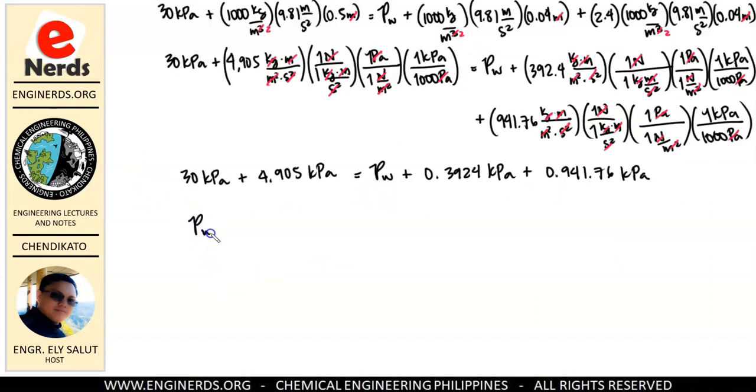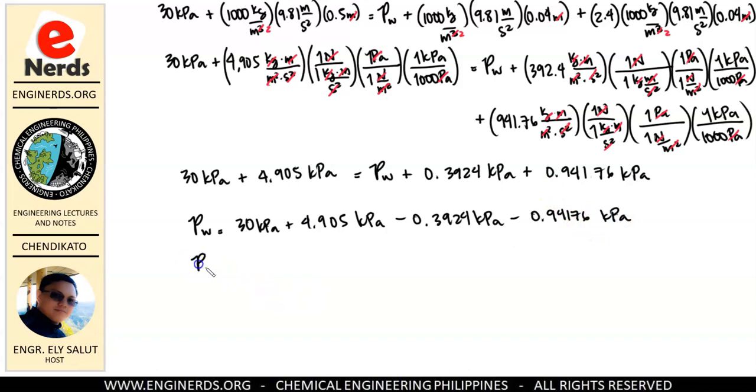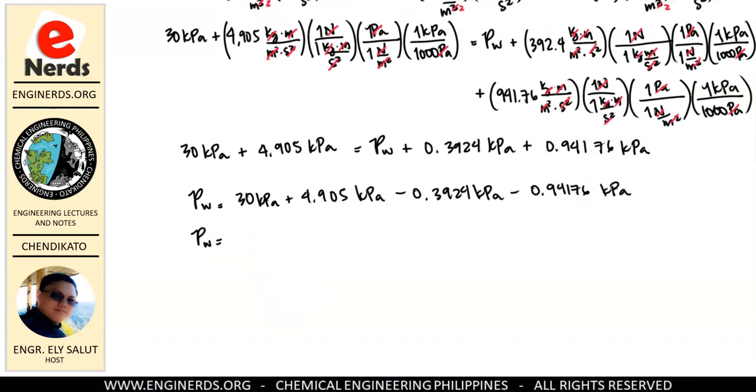So our PW is equal to 30 kilopascal plus 4.905 kilopascal minus 0.3924 kilopascal minus 0.94176 kilopascal. Okay, so now we can calculate for the value of PW.